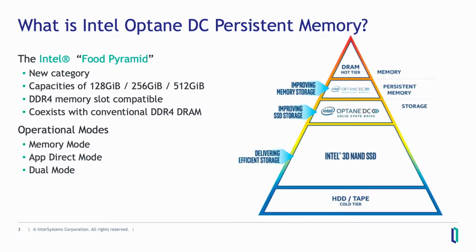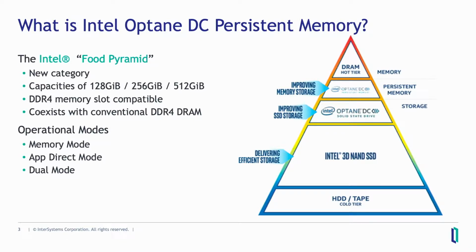DCPMM coexists with traditional RAM, and the operational features of it are actually built into the memory controller, so you don't have to actually leverage or say how you want to use it. But there are different modes, and we'll get into the different modes and features themselves. There's memory mode and app direct mode. These are the two distinct features, and then there's a third one that I'll get into as well called dual mode.